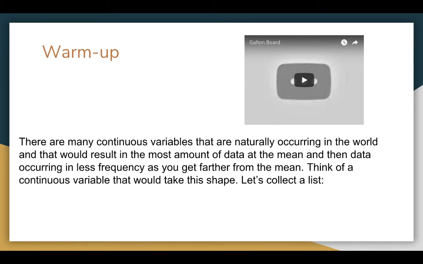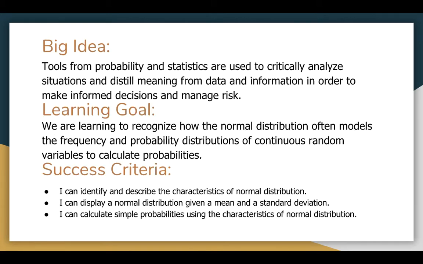So you can think of a bunch of naturally occurring, continuous variables that would take that shape. The learning goal is that the normal distribution often models the frequency of continuous random variables, and we're going to use it to calculate probabilities. So characteristics of the normal distribution: display a normal distribution, so quickly draw one. I can calculate simple probabilities as well.